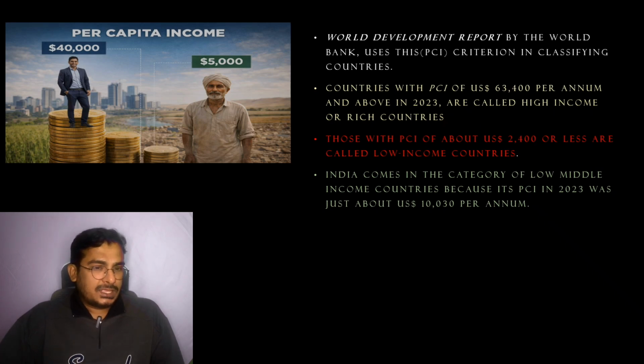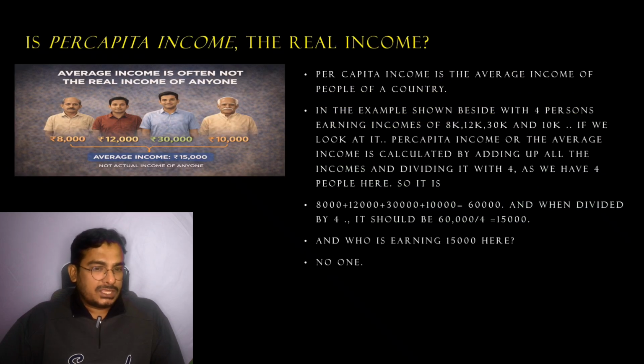Look at the screen. Let's say there are four people, each of them earning a salary of 8,000, 12,000, 30,000, and 10,000. Now, what would be the average income of all these four individuals? The average income would be calculated by adding up all the incomes of the four people and then dividing by 4. So the total would be 60,000 divided by 4, which is 15,000. And who's earning 15,000 here? No one. So this is per capita income. It's just an average income. It's not the real income.